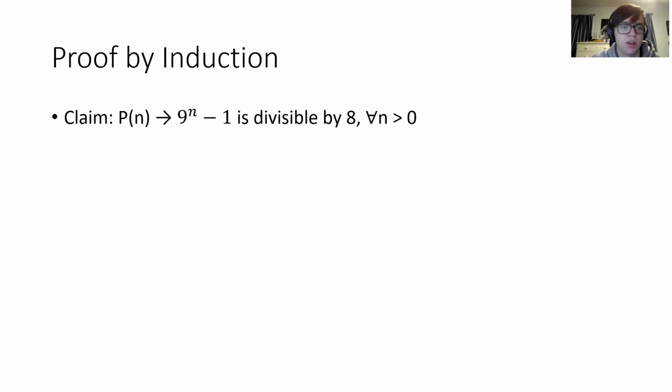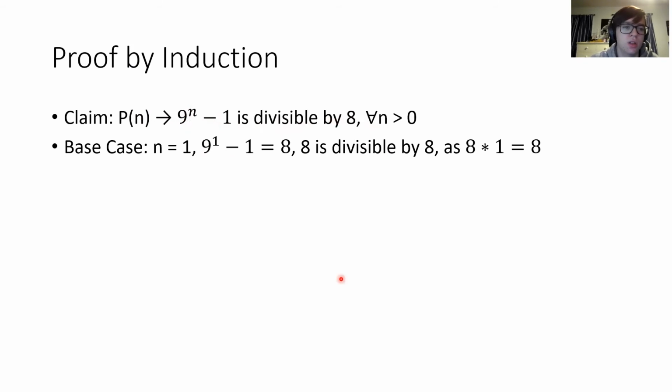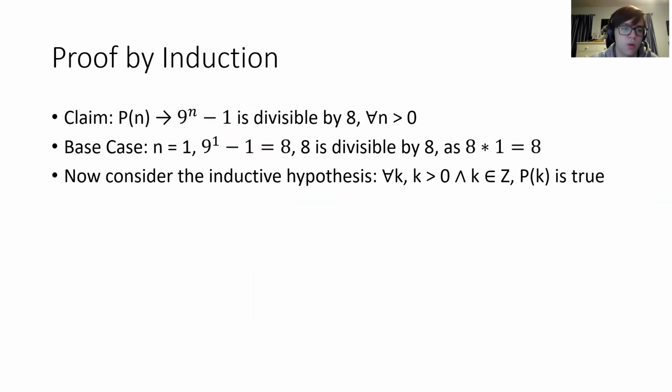So now for our proof by induction, our claim P of n: 9 to the n minus 1 is divisible by 8 for all n greater than 0. So our base case, n equals 1: 9 to the 1 minus 1 is equal to 8. 8 is divisible by 8, as 8 times 1 is equal to 8. Everyone knows that.